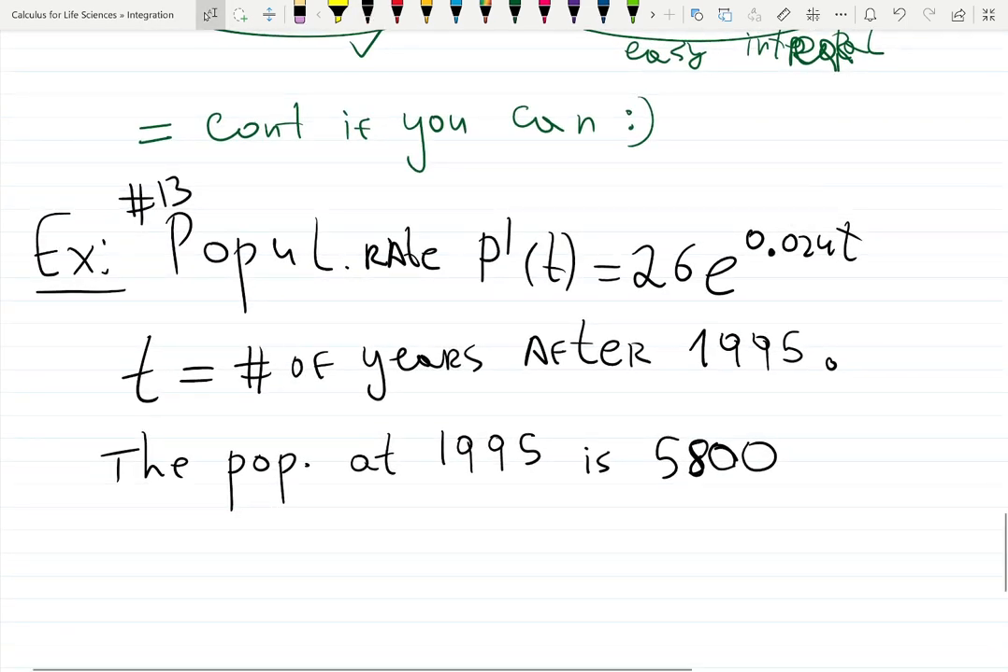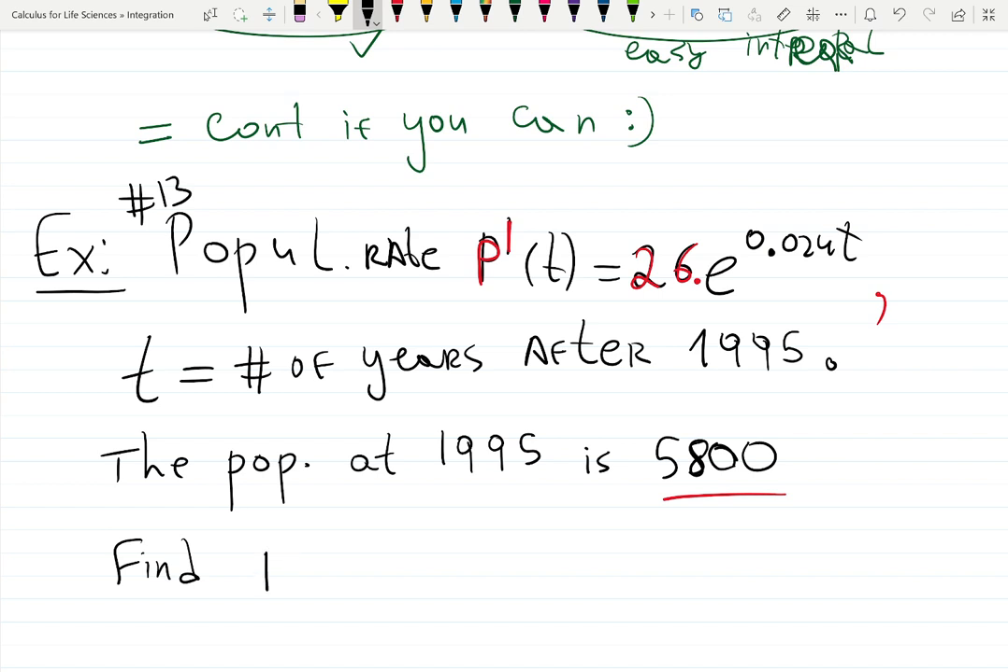The population rate is given as P prime. The formula is exponential growth. We know that population is usually modeled by exponential growth: 26 times e to the 0.024t. t is the number of years after 1995, and the population at 1995 is also given. Find the population. That's what they don't explain, so you have to understand yourself. If there's no rate and there's no prime, that means it's P, the original function.